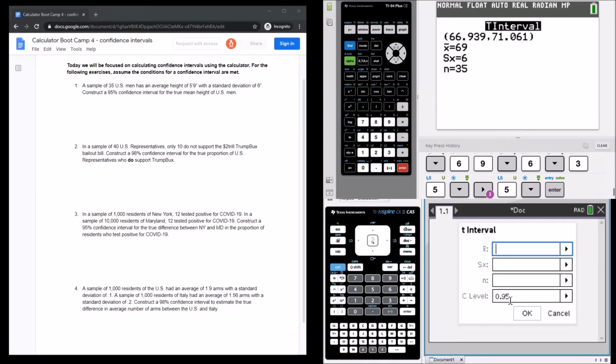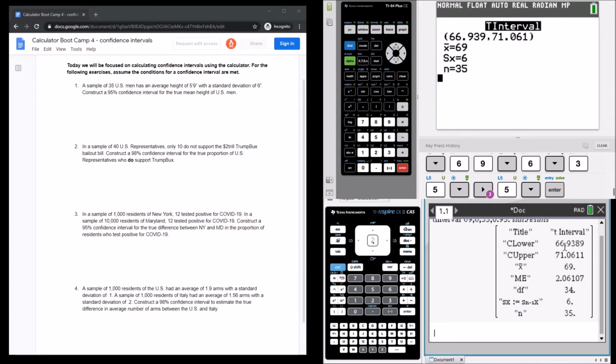Our x bar here again was that 5'9", which is 69 inches. Our standard deviation is 6 inches, and our n is 35. We are going for a 95% confidence interval, so we're putting that in, and it gives us our t interval here. So our lower bound is 66.9, upper bound is 71.1. So that puts us anywhere between 5'6" and 71 inches, 5'11".